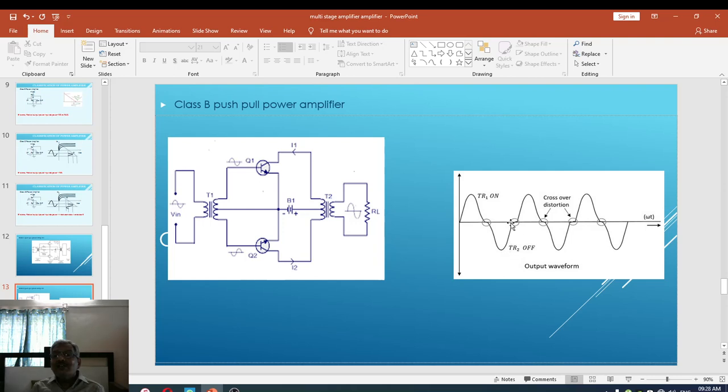Here this TR2 is off. In this particular cycle, transistor TR2 is off, TR1, Q1 is on and Q2 is off. But this is the particular period for which both the transistors will remain off, no current flows. Here this is off, whereas this one is on here. But this is the time period where both the transistors are again off.